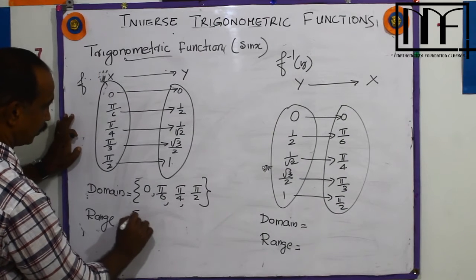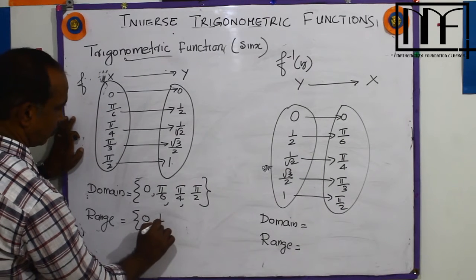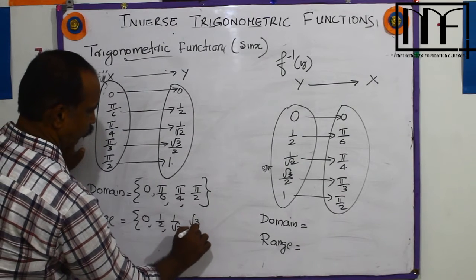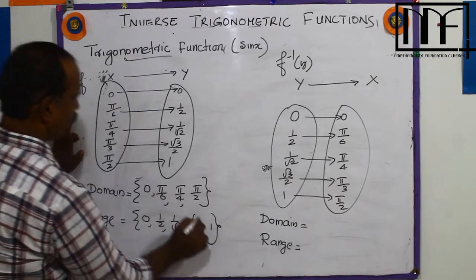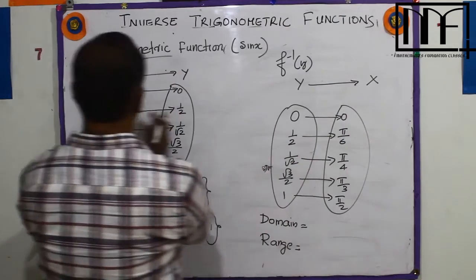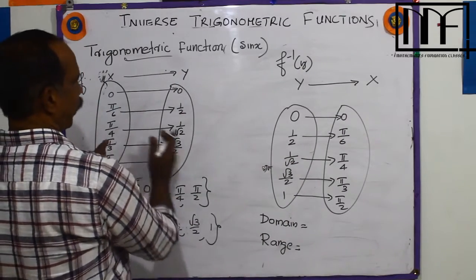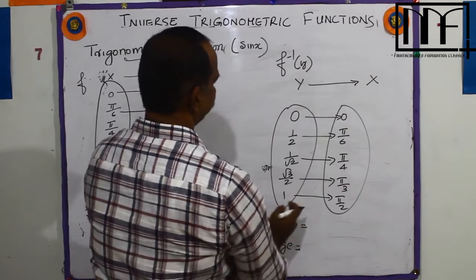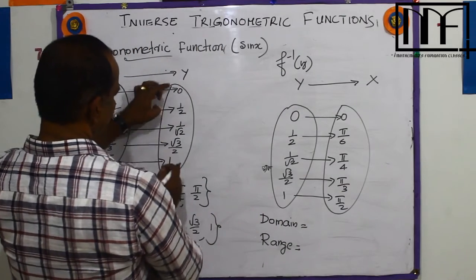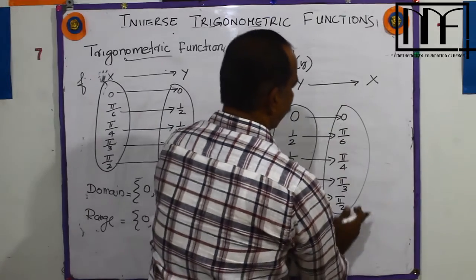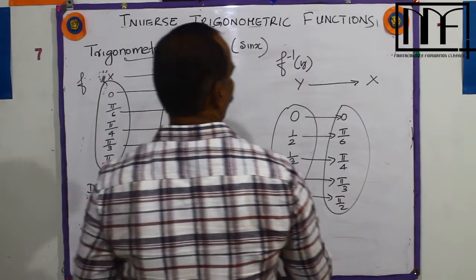And the range of the elements 0, 1 by 2, 1 by root 2, root 3 by 2 and 1. Now, what is the inverse function here? We switch the domain and codomain, so the values of the sine function become the domain here: 0, 1 by 2, 1 by root 2, root 3 by 2 and 1, and the angles in radian will be the codomain here.